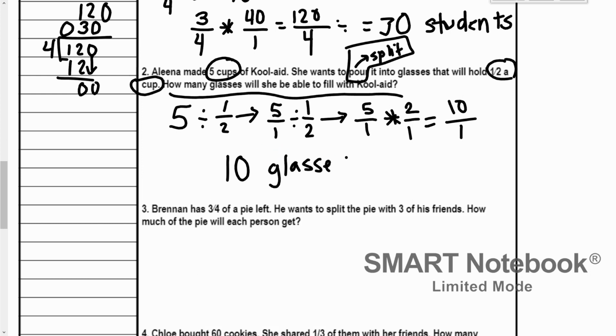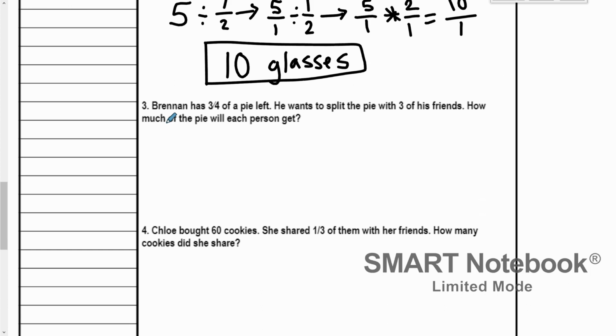Now we check. Does that make sense? How many glasses will she be able to fill with Kool-Aid? 10 glasses. That does make sense to answer the question. She had 5 cups of Kool-Aid and she's filling them each a half. Okay, so with 1 cup of Kool-Aid, she's going to get 2 glasses out of it, right? So it does make sense that we'd be able to fill 10 glasses because for every 1 cup, she's going to be able to fill 2 cups or 2 glasses. All right, so that does make sense.